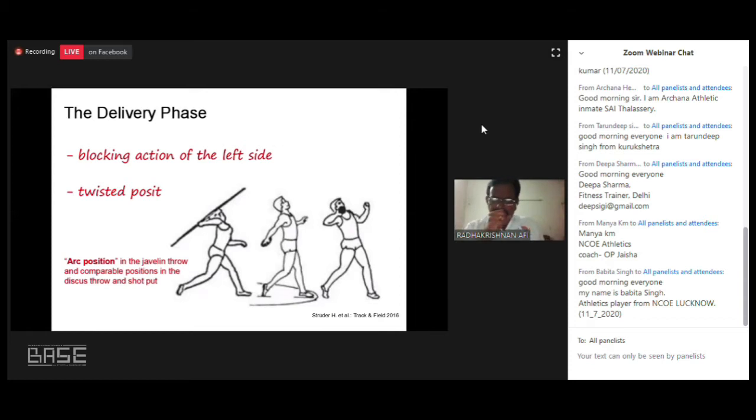Not only in shot putting, in all the throws, the arc position, when we deliver the implement, when we transfer the force from the right foot to the throwing arm, the big muscle should be used first and then the smaller muscles. Then the summation of the angle: the joints should be used at the right time for the right performance.